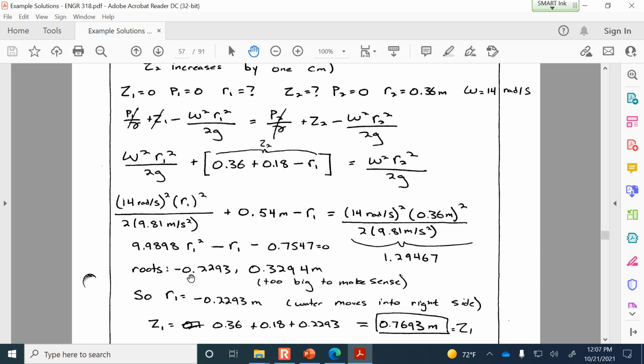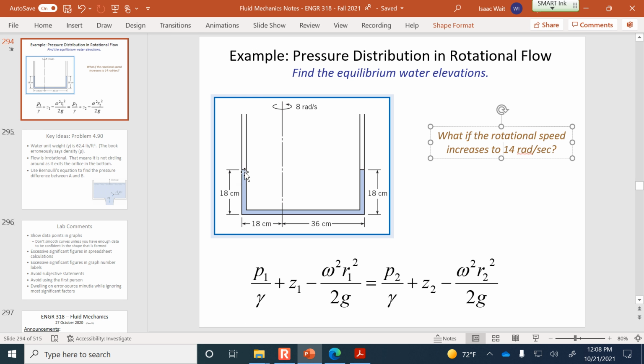So what this is saying is you're going to the right 22 centimeters. So it's 22 centimeters from here to where the water sets up, and then all of the rest of the water has shifted into the right side. So it's gone up to an elevation of 0.769 meters. So it's the 0.36 plus the 0.18. So it's all of the water.